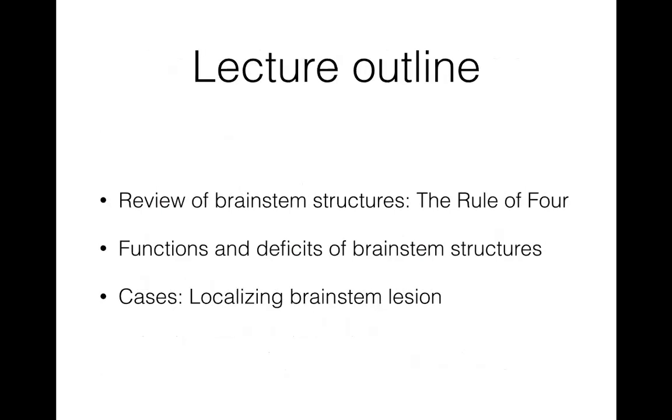So what will be covered in today's lecture? We'll have a brief review first of the brainstem structures, and for this we're going to make things easy by following what we refer to as the rule of four. Then we'll review the different functions of these brainstem structures and what would be their manifestation if there's a deficit in a particular function. Finally, the main bulk of our discussion will be focused on the different cases. You shall be localizing those brainstem lesions using the technique that I will be teaching you today.